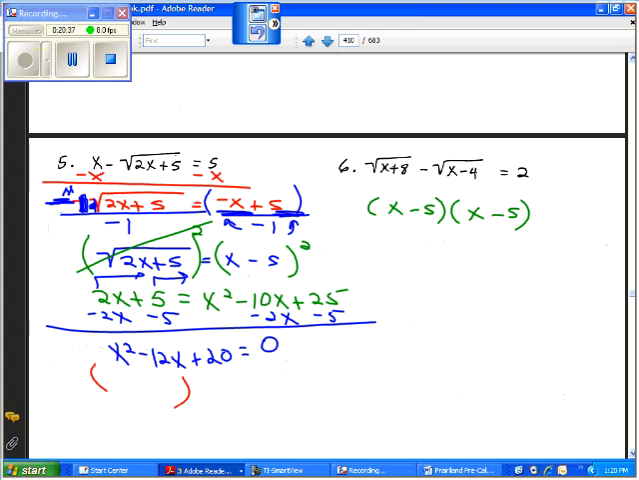A is 1. So we can put our x's. What can we multiply to get 20 and add to get negative 12? 2 and 10. So minus 2 minus 10. Which means that my roots would be x equal 2 or x equal 10.